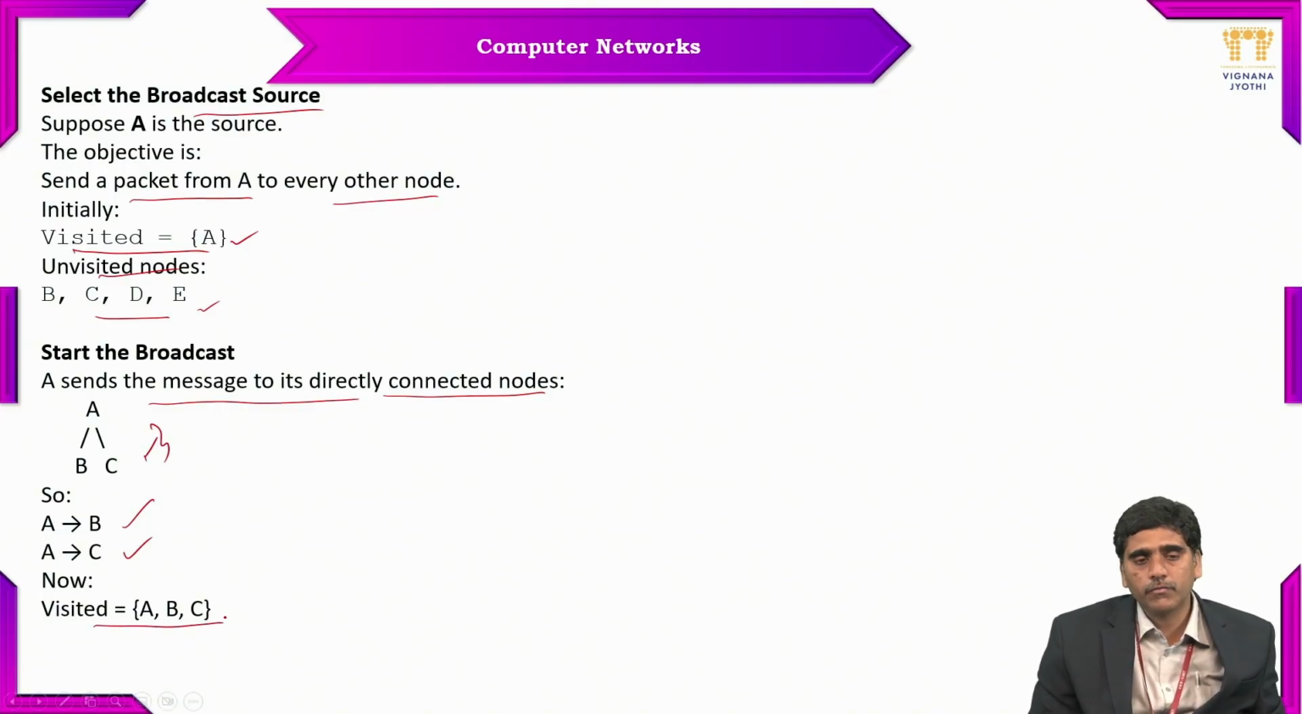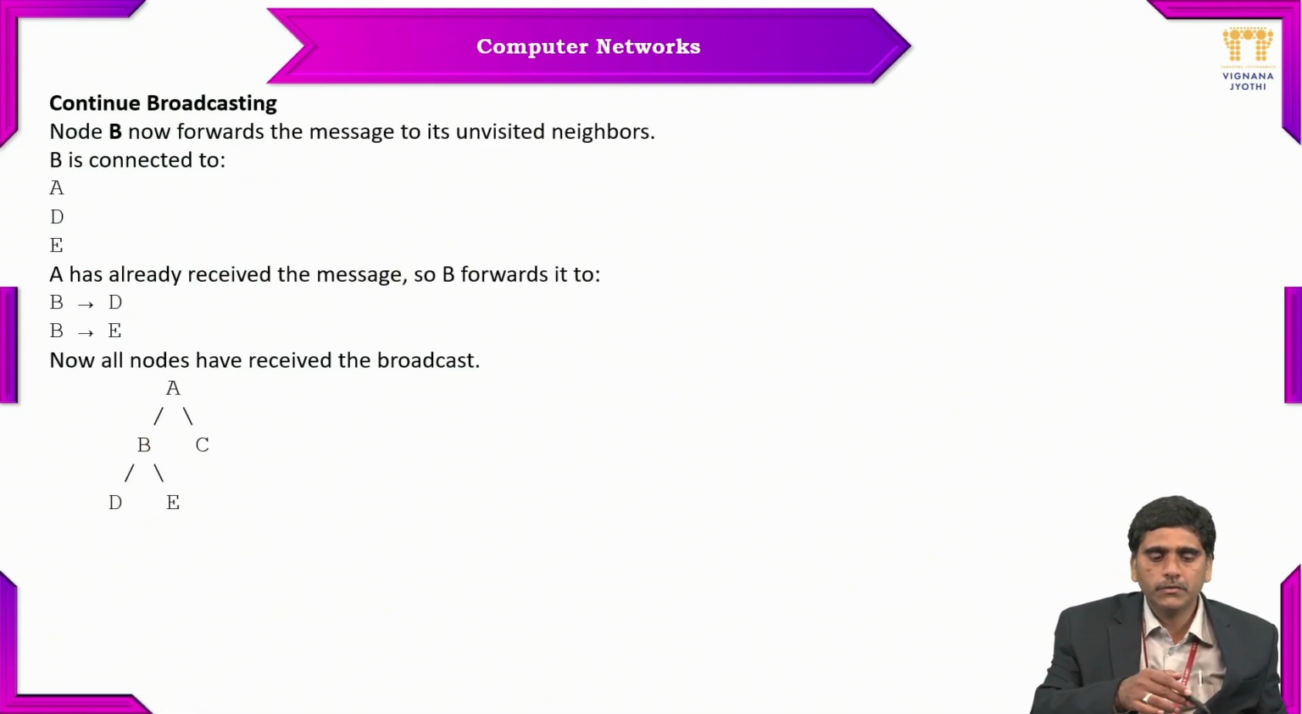Now, what are the visited nodes? A, B, C. So 3 nodes are visited and the broadcasting for these 3 nodes is over. Now continue this broadcasting until the remaining nodes are visited.